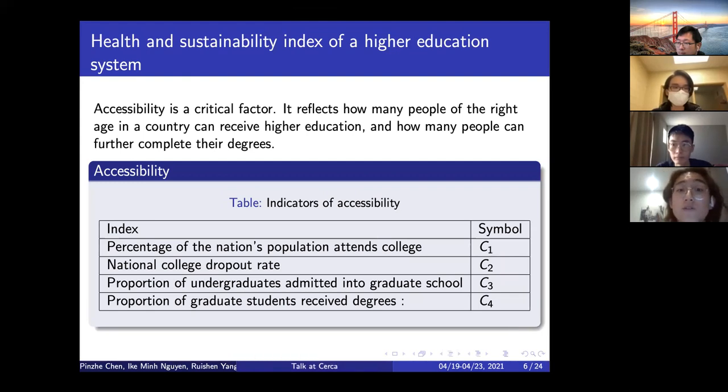Accessibility is a critical factor. It reflects how many people of the right age in a country can receive higher education, and how many people can further complete their degrees. A higher accessible rate would reflect a better ability to provide higher education. In this indicator, we assess the following four measures: percentage of high school graduates attending college, national college dropout rate, percentage of undergraduates admitted into graduate school, and the percentage of graduate students who receive degrees, master's or PhD.